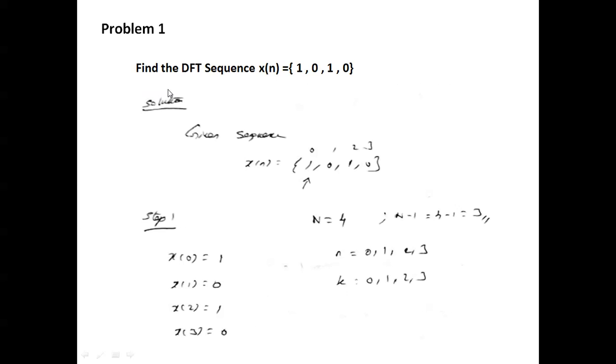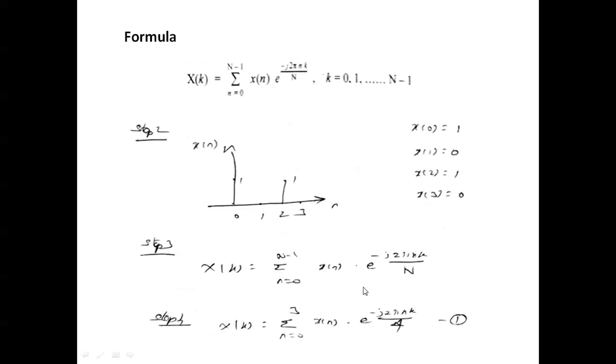So this is problem one: find the DFT sequence of x of n. This is the given sequence 1 0 1 0. There is no arrow, so just put the arrow at the first sample, starting at 0, 1, 2, 3 with step 1. So x of 0 is 1, x of 1 is 0, x of 2 is 1, x of 3 is 0. And n is equal to 4, so n minus 1 is 4 minus 1, 3, then the n value is 0 to 3 and the k value is also 0 to 3.